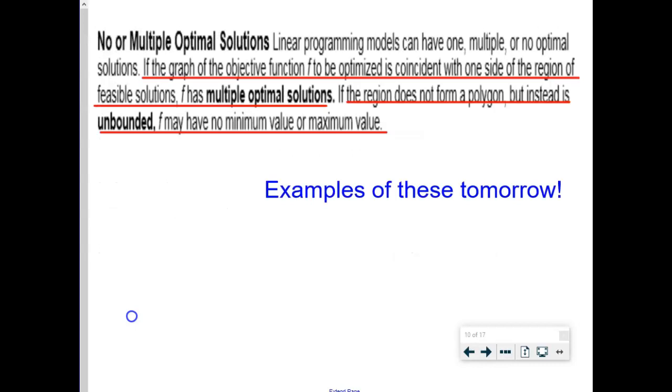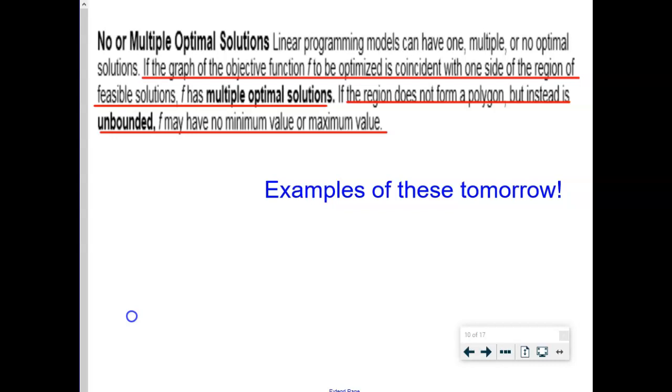So, no or multiple optimal solutions is an option. Sometimes you guys will have what's called an unbounded region, where it just kind of goes off forever, and you wouldn't have a maximum in that case. That usually doesn't happen in real life because there's always something constraining your math. But once in a while, the PreCalc book throws a question that's an unbounded region.